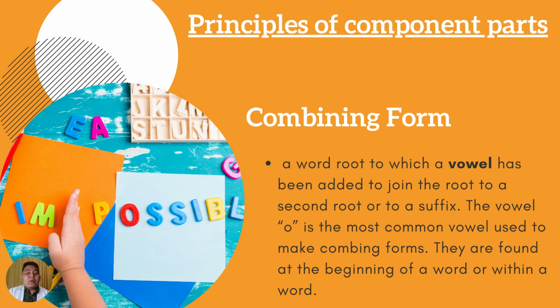Next would be the next principal component, the combining form. When we say combining form, it is a root word to which a vowel has been added to join the root to a second root or to a suffix. The vowel O is the most commonly used vowel in combining forms. They are found at the beginning of a word or within a word.